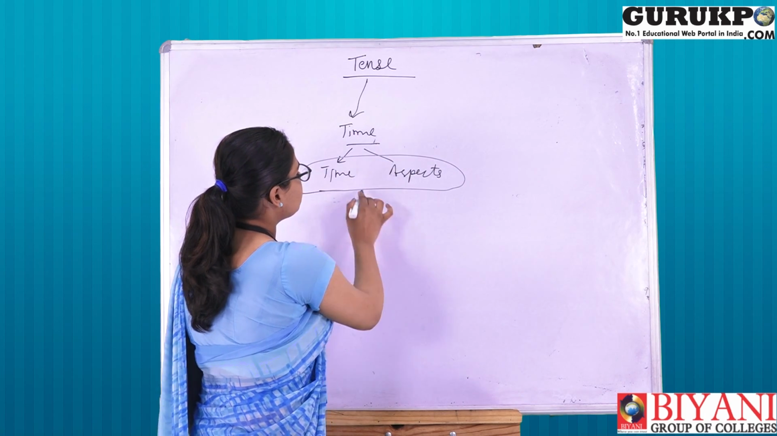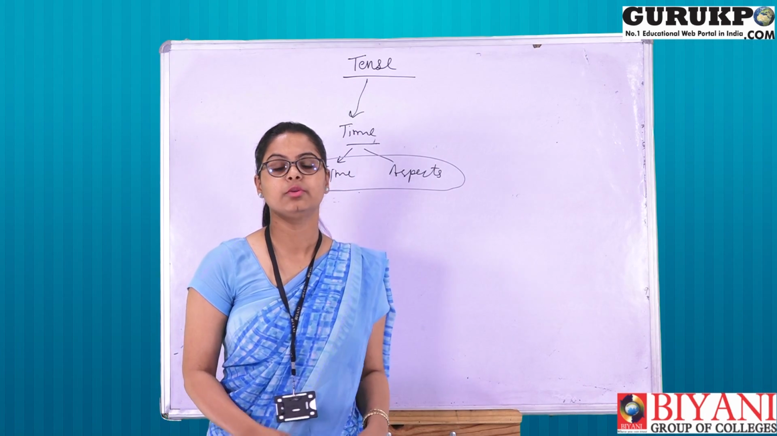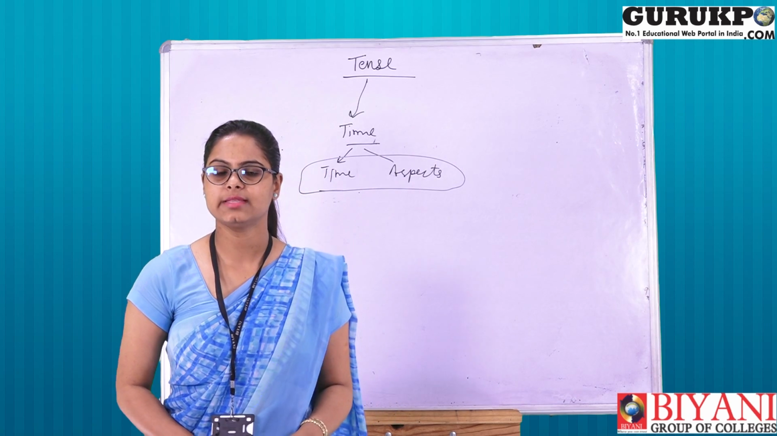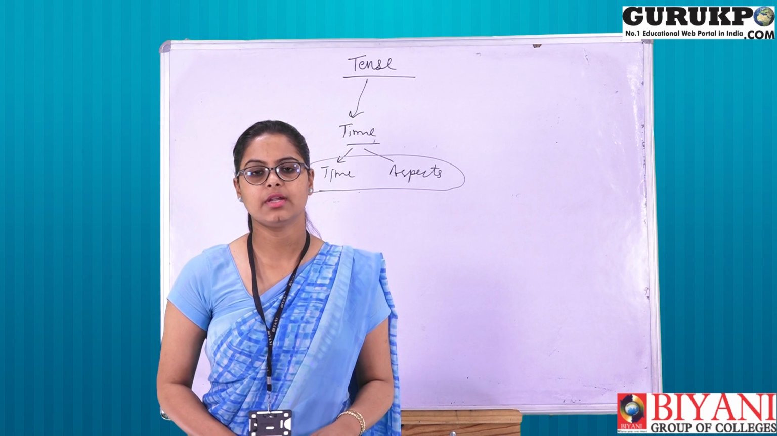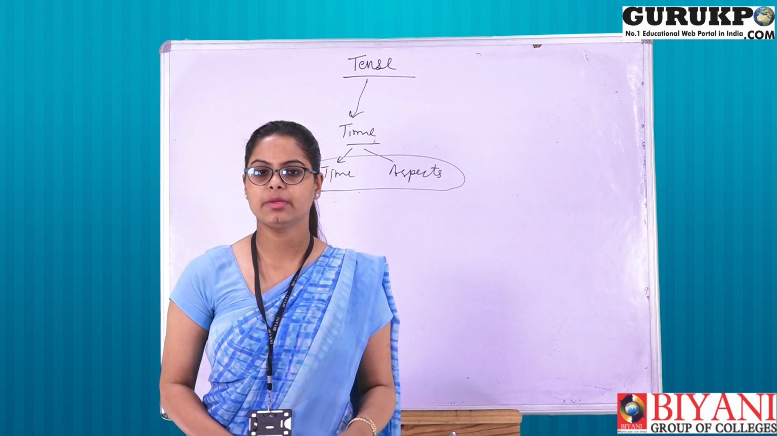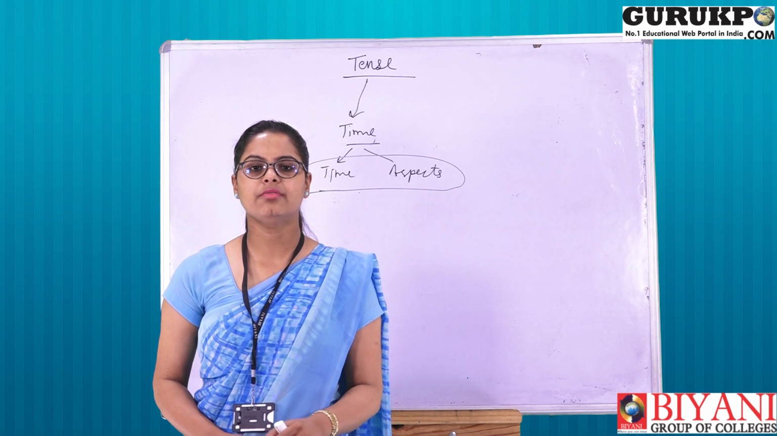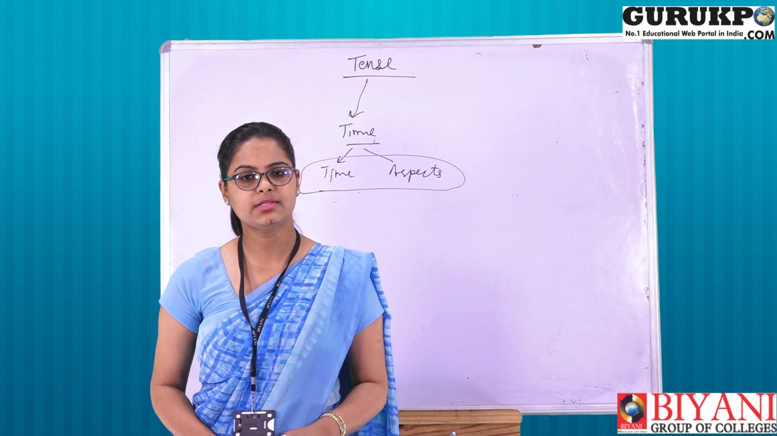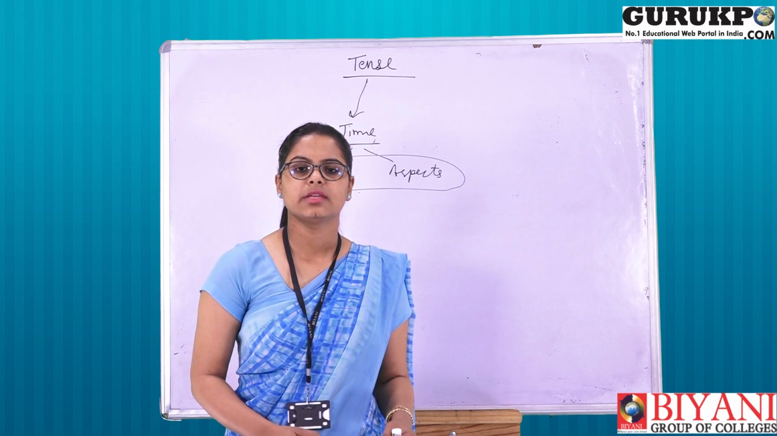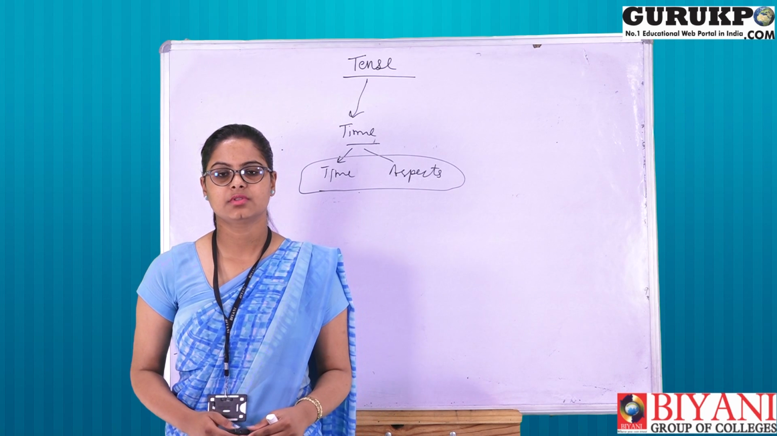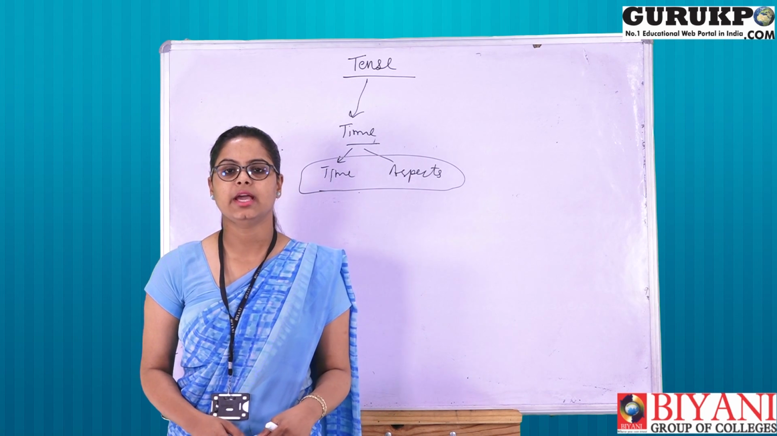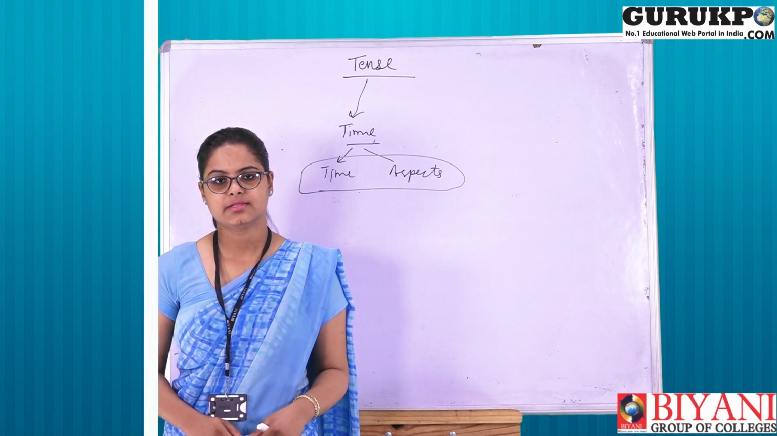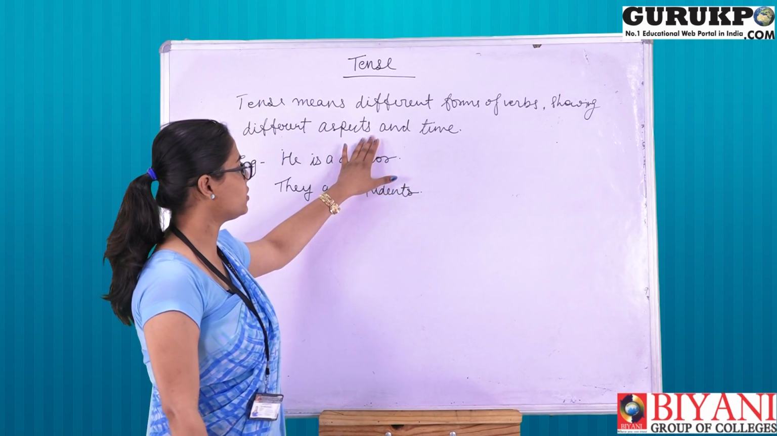So by these two things, what would be the exact definition of a tense? Tense means different forms of verbs showing different aspects and time. I would repeat it: different forms of verbs showing different aspects and time. Okay, tense also has some verbs, and those verbs actually denote the time in that sentence. Here it is, a definition.